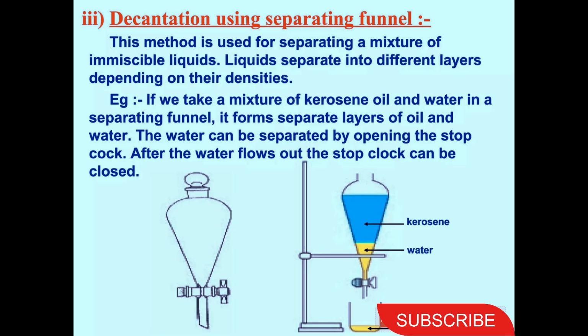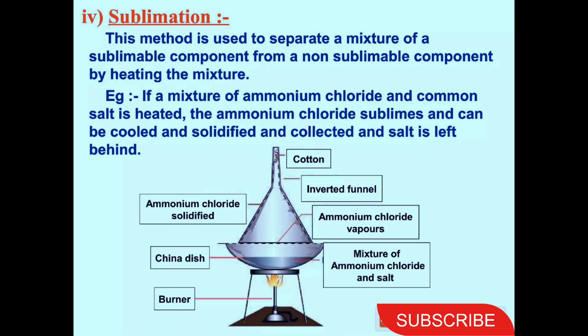So now the next method we are going to see is sublimation. Do you know what is meant by sublimation? If a solid is directly converted to gas, it is known as sublimation. Examples are ammonium chloride, dry carbon dioxide or dry ice, naphthalene, anthracene, camphor. These are the examples. This method is used to separate a mixture of a sublimable component from a non-sublimable component by heating the mixture.